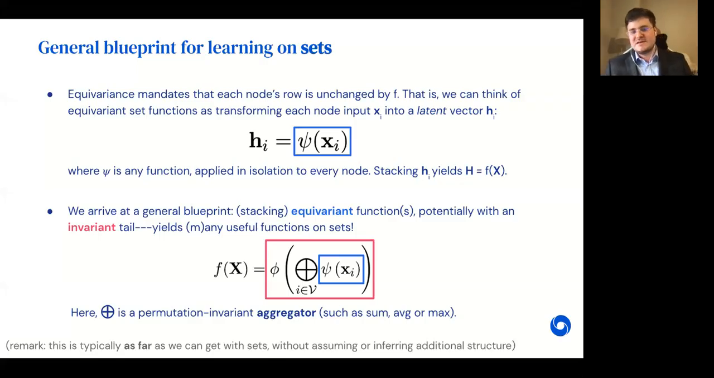Combined with invariance, this gives us a very powerful blueprint. If we stack together these equivariant functions that transform each node in isolation, potentially with some invariant tail, if we're interested in results on the level of the entire set, this gives us many useful functions on sets. Arguably, this is as far as we can get with basic sets without assuming or inferring additional structure, which I will get into later on during this talk.